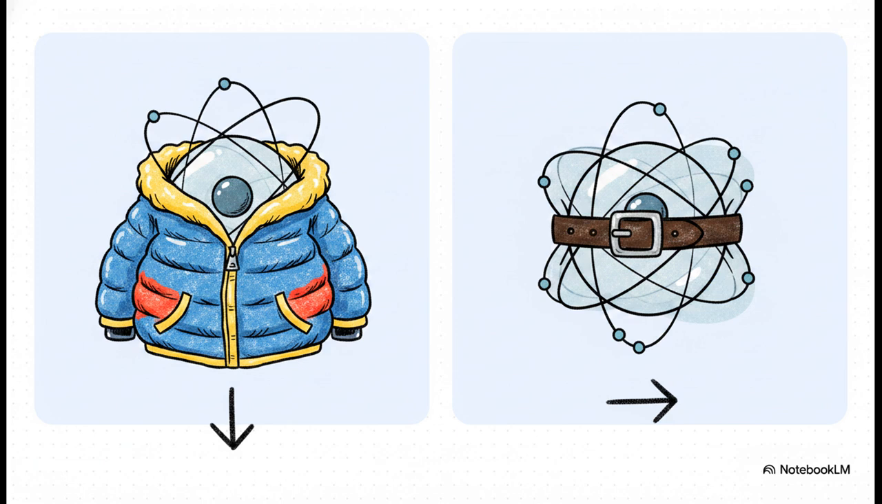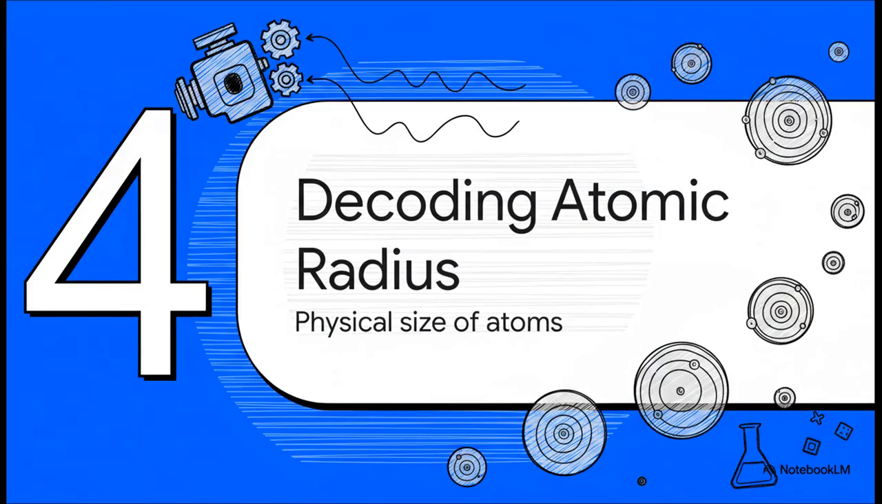This acts exactly like pulling a belt tighter and tighter around your waist. That strong, growing positive center exerts a massive pull on those existing shells, pulling them inward and literally shrinking the atom down. Let's put that into practice with part 4, decoding atomic radius.